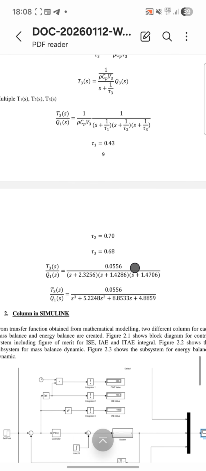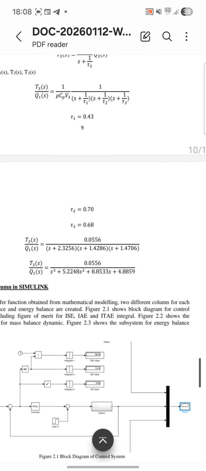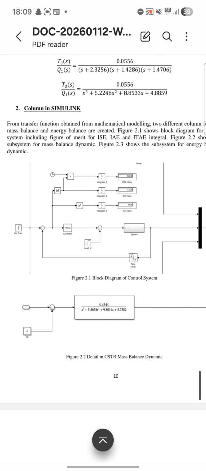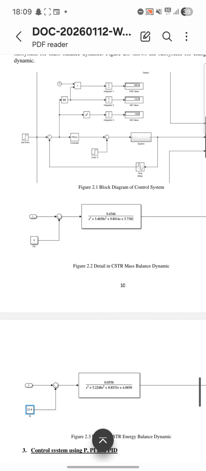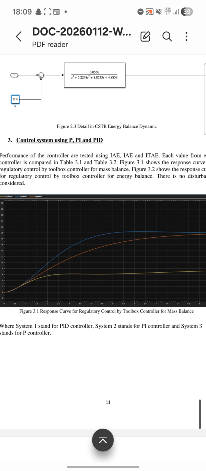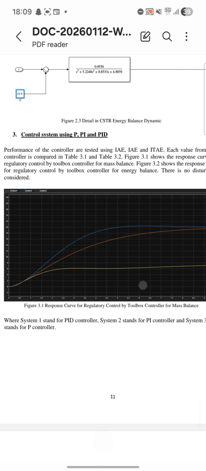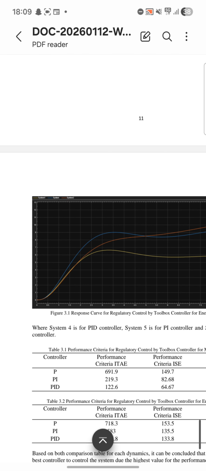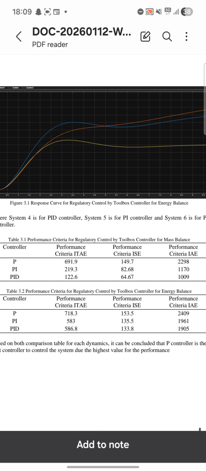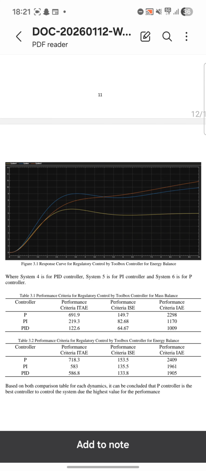And with these two transfer functions of the energy balance and mass balance, I create a different column for each, the mass balance and the energy balance, and a block diagram including the performance. This is the subsystem for the mass balance, and this is the subsystem for the energy balance, and this is the control system using P, PI, PID, and the performance value for each one. And I take out the performance values for each of ITAE, IAE, ISE, and then I can conclude that for both the energy balance and the mass balance, the P controller is best.